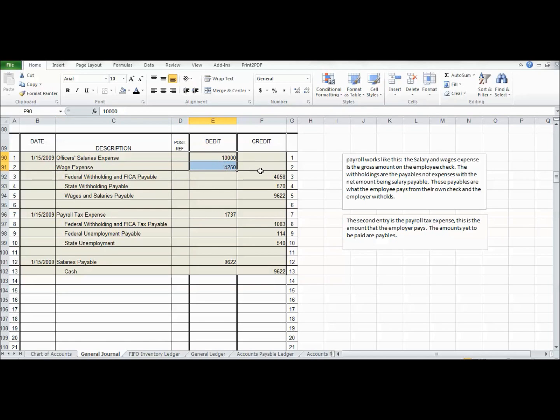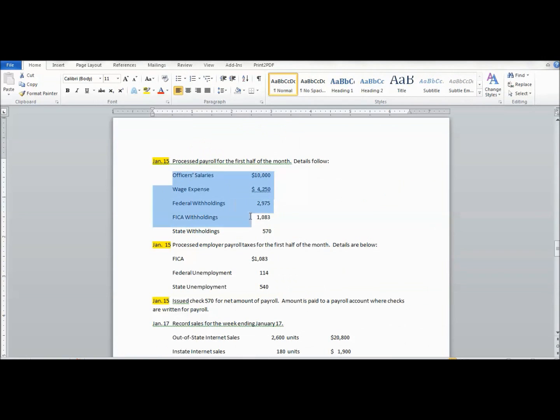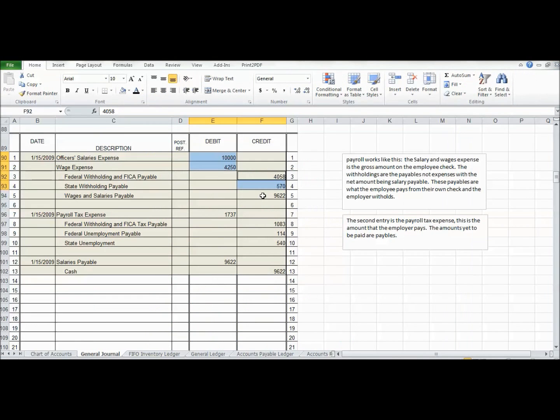Anyhow, these numbers here come straight from this information here. The only number that's different is the net amount that the employees walk home with, that they get to keep. So if you put these numbers in, whatever is left is the payable. If you add these up, you get 14,250. You add the other numbers up and you don't get 14,250, you get 4,628, I believe. Debits have to equal credits, so the difference is 9,622.